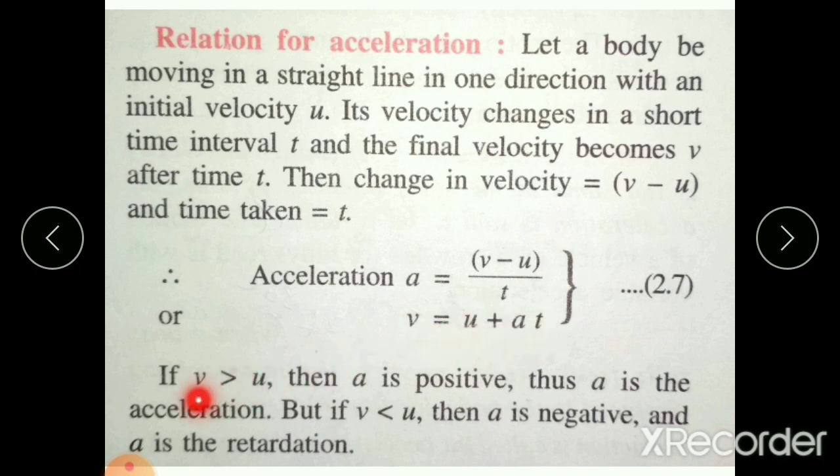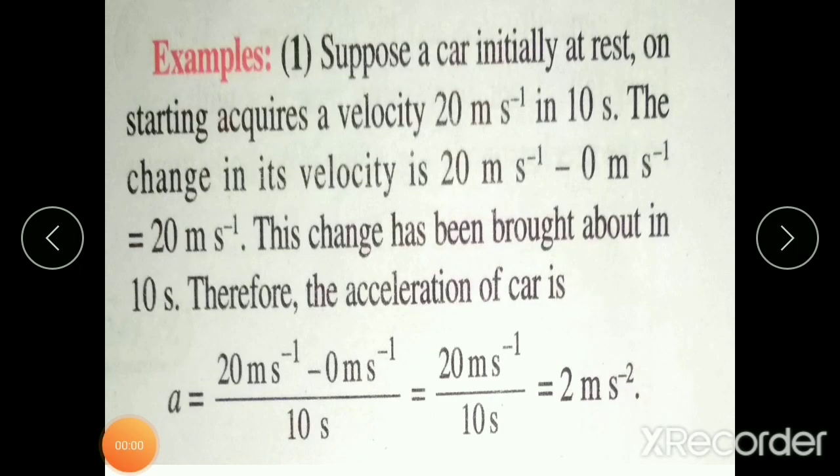So if the final velocity is greater than the initial velocity, then a is positive, and a is the acceleration. But if the final velocity is smaller than the initial velocity, then a is negative and a is the retardation. Let's take examples to understand acceleration and retardation.